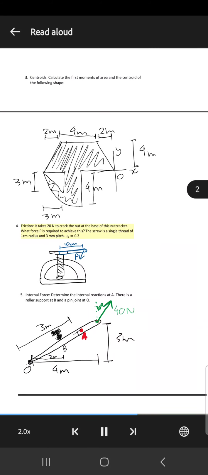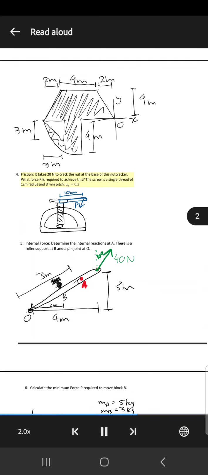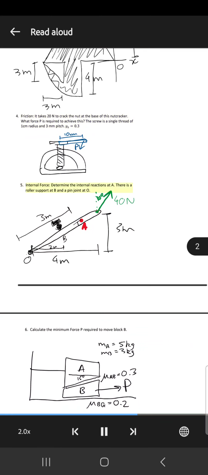4. Friction. It takes 20 N to crack the nut at the base of this nutcracker. What force P is required to achieve this? The screw is a single thread of 1 centimeter radius and 3 millimeters pitch. Mu equals 0.3.